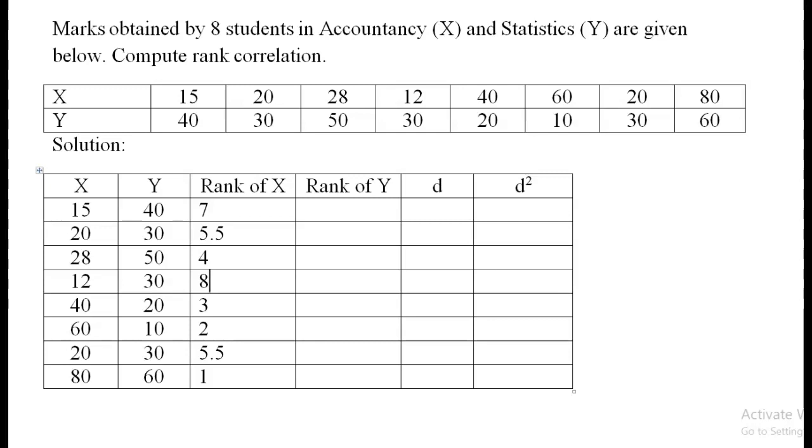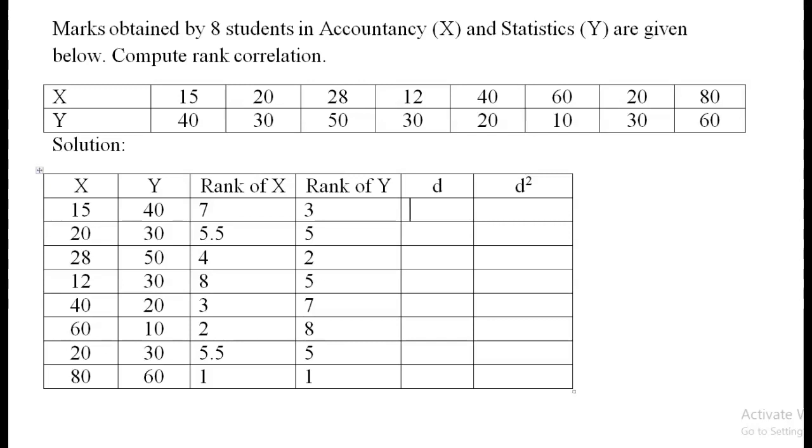So in this, the maximum value is 60, which is rank 1. Then for 52, 43, and 30 is repeated 3 times. So we will take the average of the 4th, 5th, and 6th ranks. So we will get it as 5. So for 30, we will give the rank as 5. And for 20, we can fix it as 7. And for 10, we will fix it as 8. Okay. So these are all the ranks.